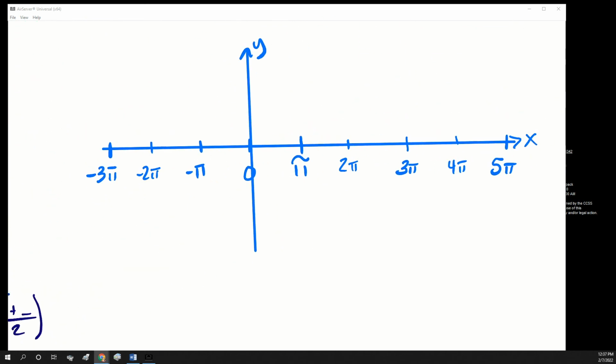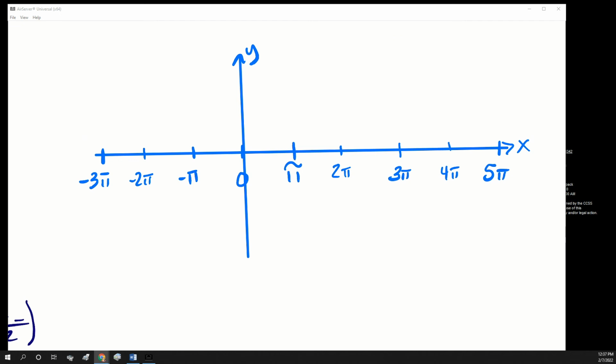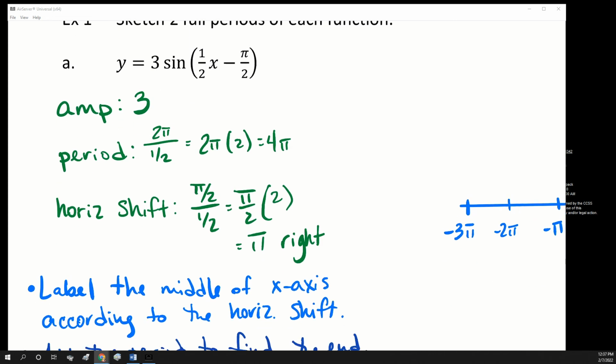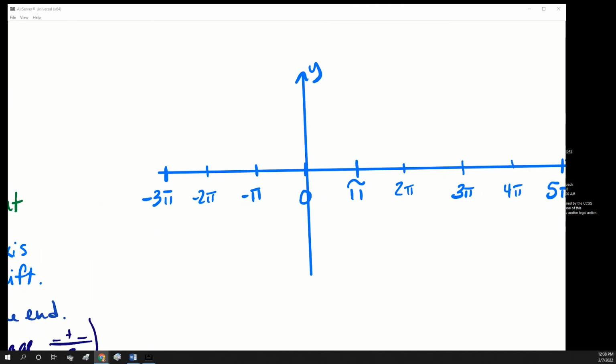All right, now we do need to label the y-axis. What do you think, out of those things that we found first, what do you think is important for the y-axis, those of you that have been here? A 3, yeah. So it's going to go up to 3 at the max and down to negative 3 at the min. So you can put like 3 tick marks and label the top one 3, or you can just put 1 mark and label it 3 and 1 mark and label it negative 3.